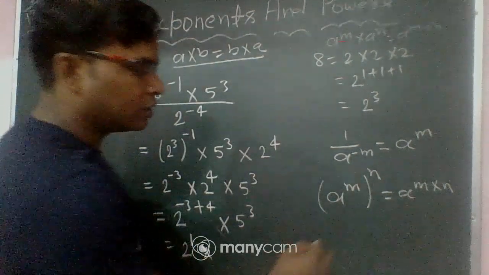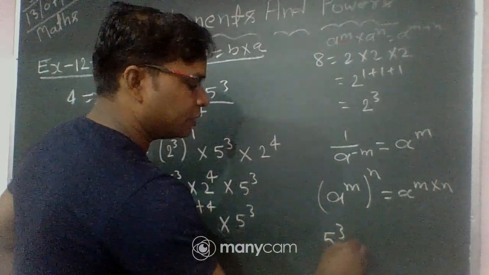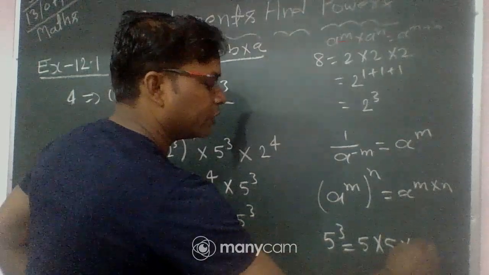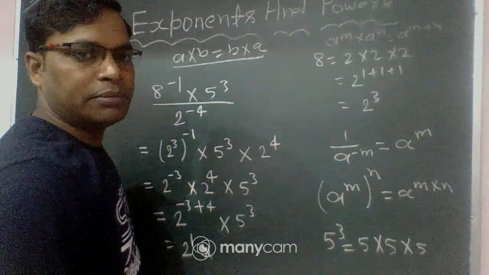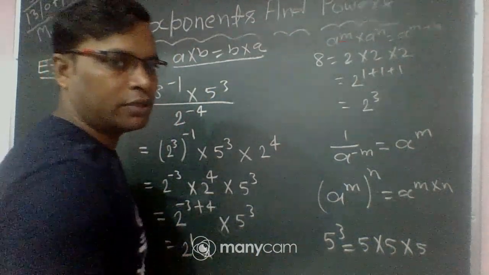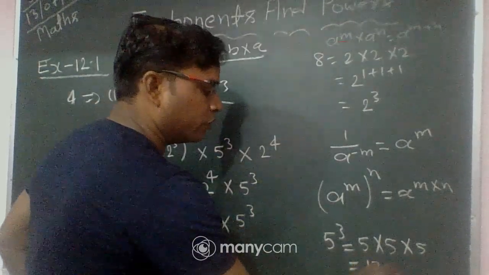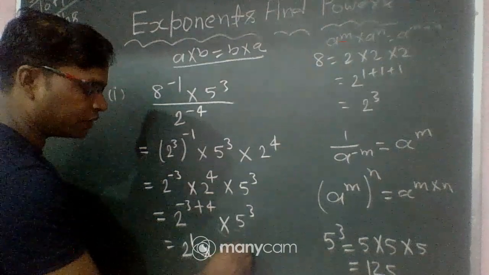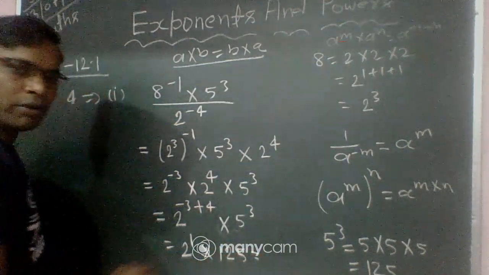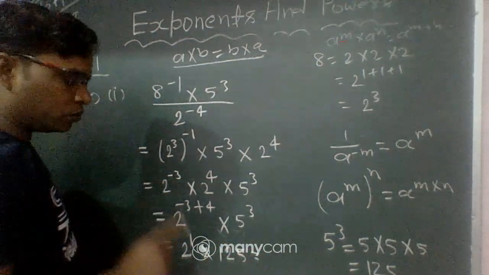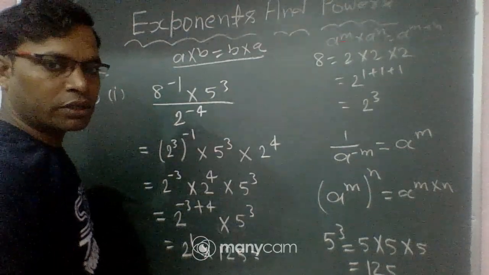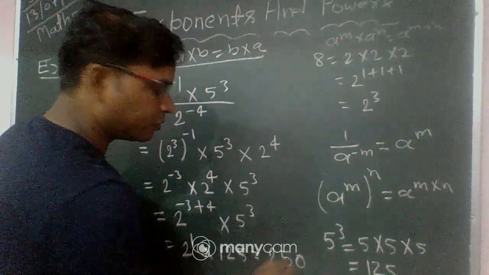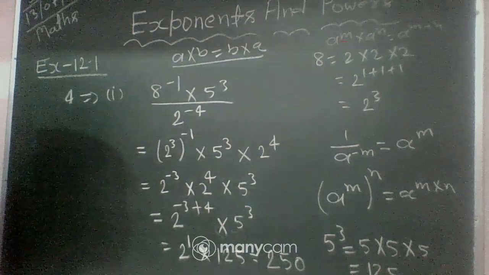5 power 3 means 5 power 3 is equal to 5 into 5 into 5. 5 fives are 25, 25 fives are 125. So here you can write 125. And this is equal to 2 power 1, which means 2. So 2 into 125 is equal to 250. Okay.